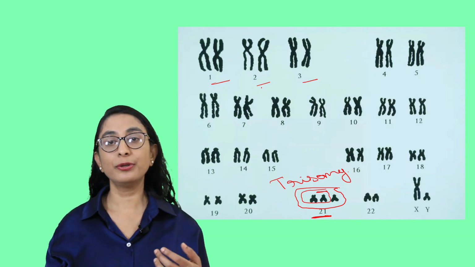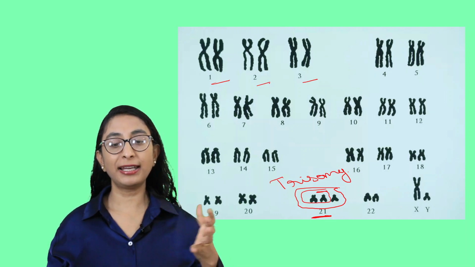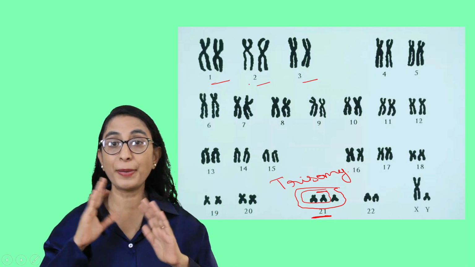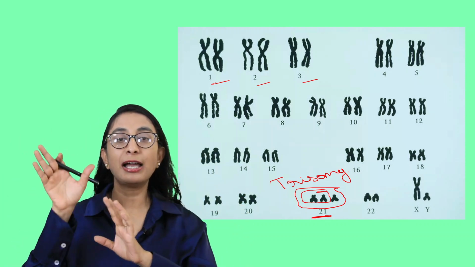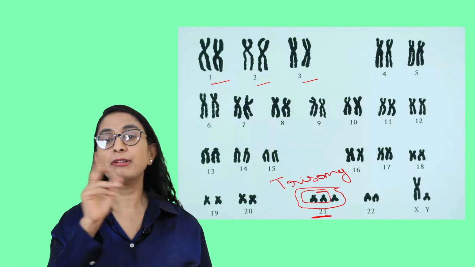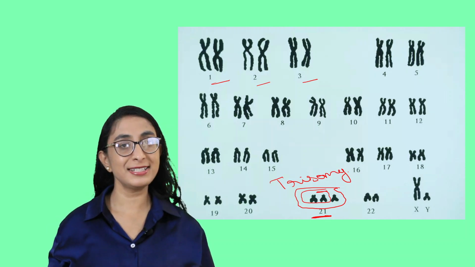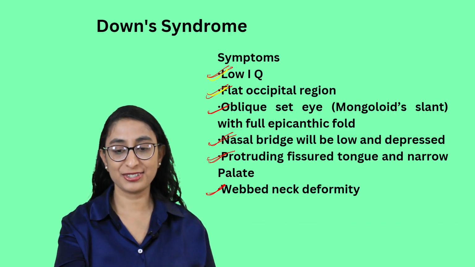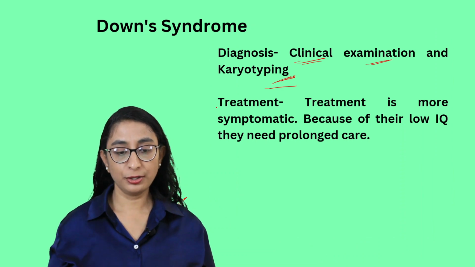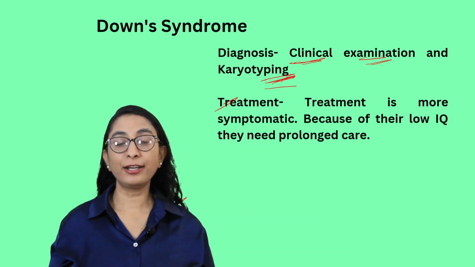There are various procedures to extract the samples from the patient, and then finally a chart of comparison will be prepared. On one side we will have a normal karyotype chart, and on the other side we will have the chart of the patient, and we will compare the chromosomes and identify what disease or what syndrome the child is suffering from. Do not worry, we will be discussing karyotype in detail in our lectures. So we can do clinical examination and karyotyping for diagnosing Down syndrome.